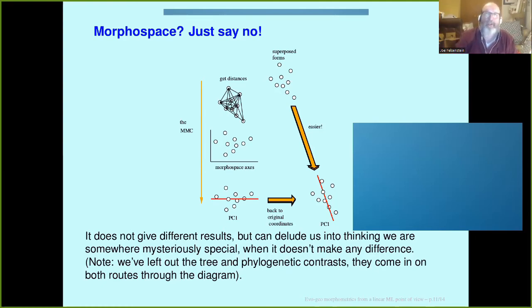And the danger is going to be that we may think we've done something special by going off to morphospace, but in the end, by going off and coming back, we end up where we started, or we end up where we would be if we just stayed in our original superposition of forms and estimated, say, principal components there in a phylogeny-aware method. I'm leaving out here the phylogeny steps, but they're there in both routes through the diagram. Okay, so that's our second heretical thing to say.